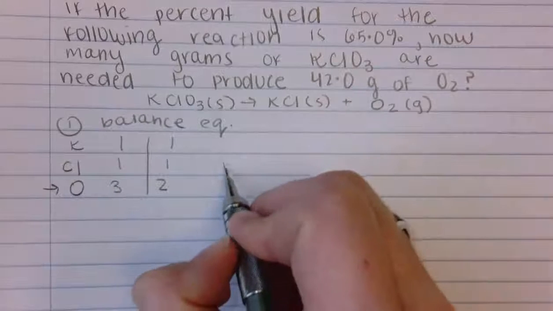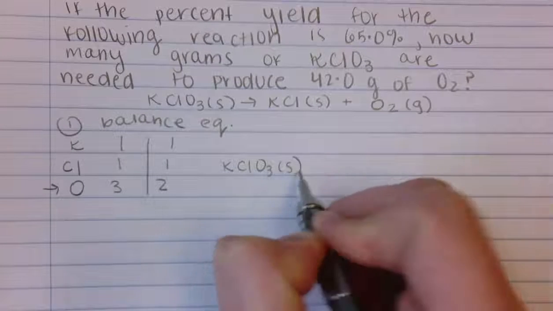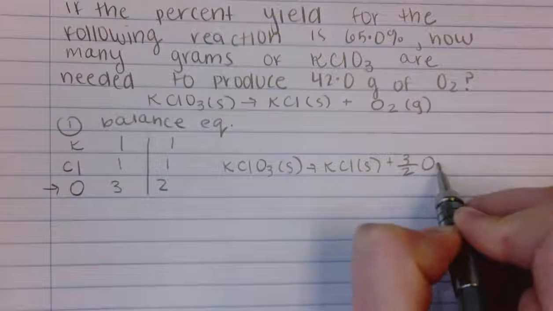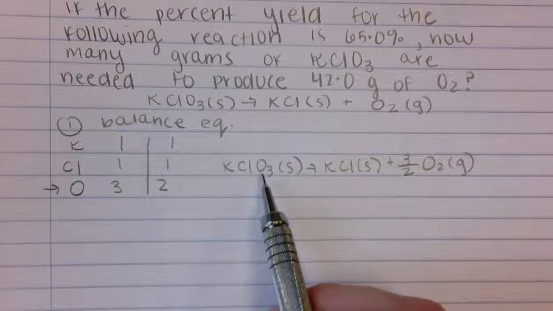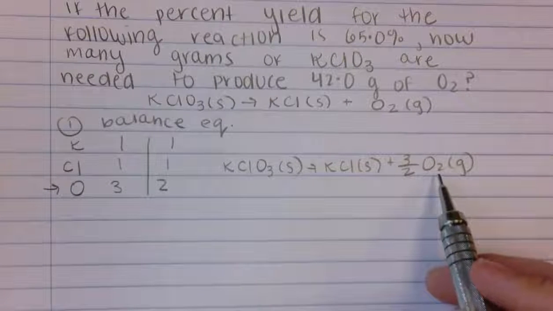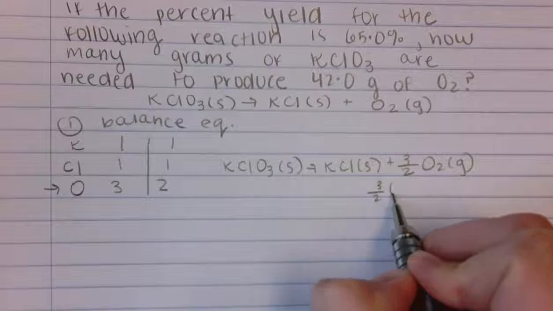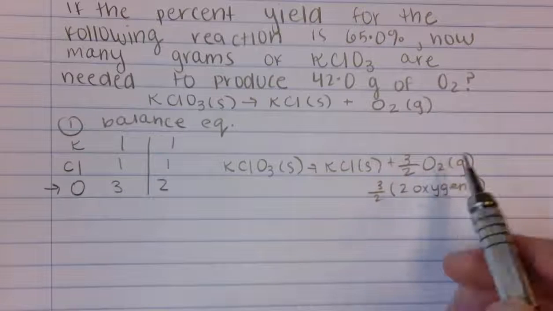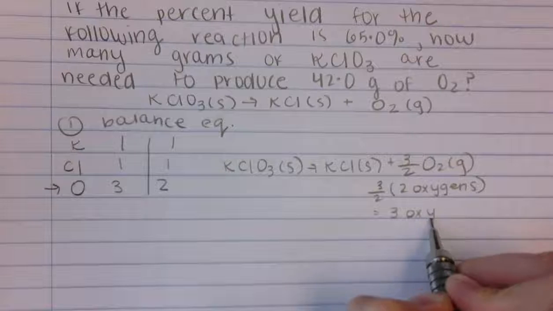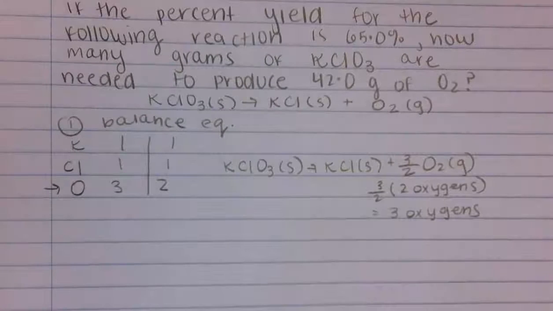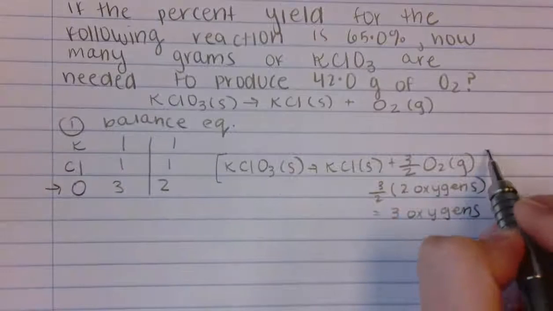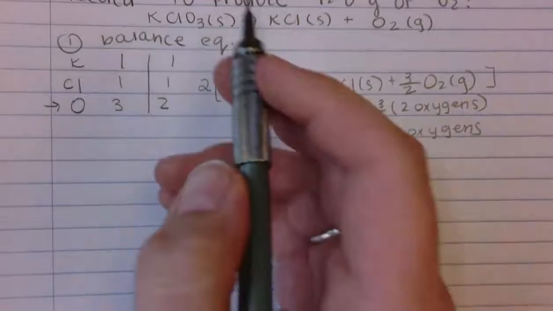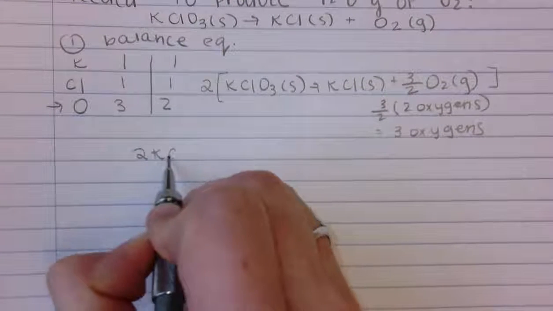So what I'm going to do is a trick I like to use, which is to put a 3/2 in front of this O2. We have 3 oxygens over here, so we need 3 on our right hand side. This is just taking 3/2 of 2 oxygen atoms, because this is diatomic, to get 3 oxygens. If you are going to use this, always make sure you have no fractions in your final equation. So I'm going to multiply this entire thing by 2, and I'm going to get that this is our final equation.